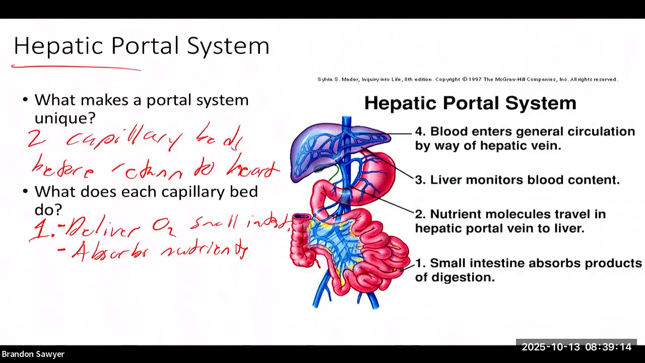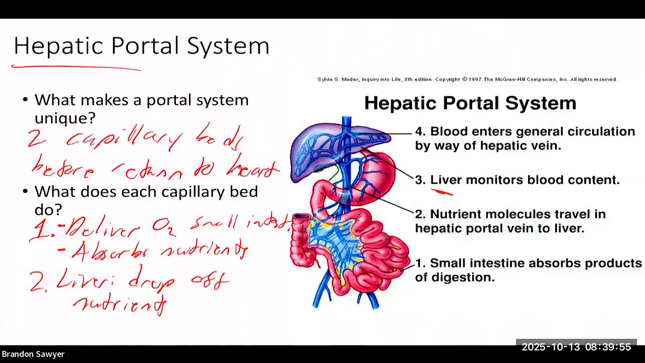Okay, and then we get to that second capillary bed, which would be in the liver, right? The liver capillary bed is going to be just to drop off nutrients. So most of the nutrients that are absorbed in the GI tract need to be processed in some way by the liver. All the carbohydrates can have a quick stop in the liver. A lot of the glucose can be turned into glycogen at that point and stored in the liver.